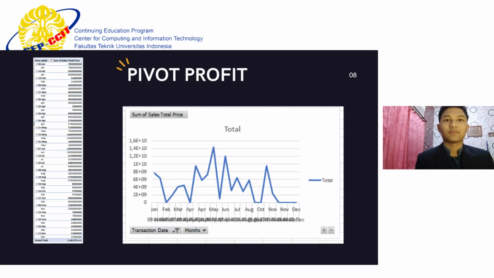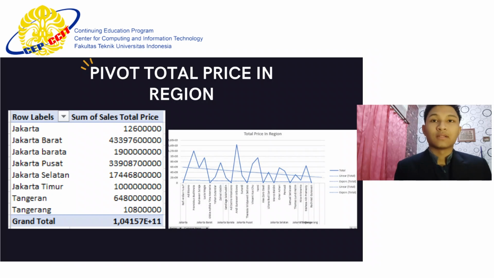So the next is pivot profit. On the left side, there is a table that shows us the profit of each month and the grand total. On the right side, there is a graphic that shows us the left side table. And next is pivot total price in region. On the left side, there is a table that shows us the total price in each region, and there is a grand total too. On the right side, there is a graphic that shows the details of the left side table.